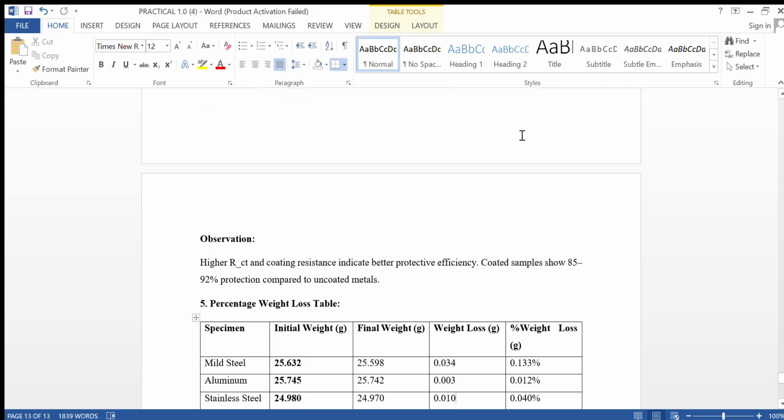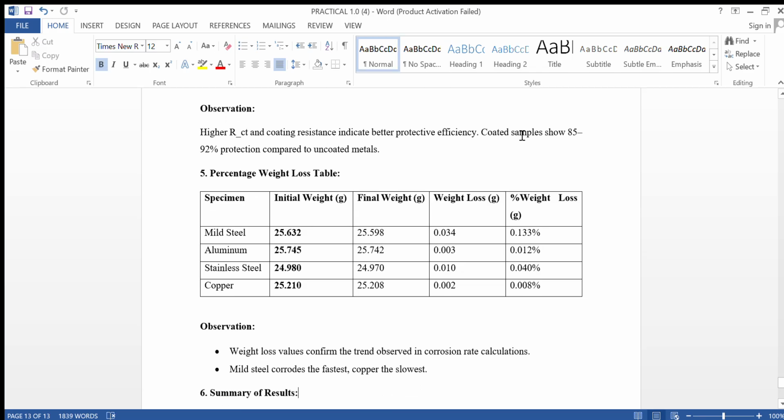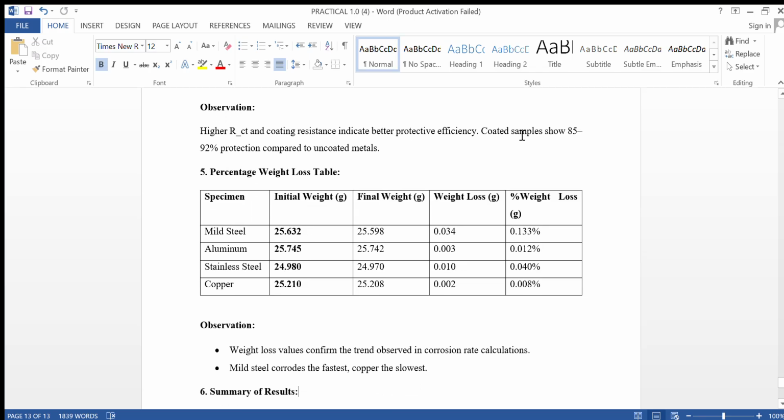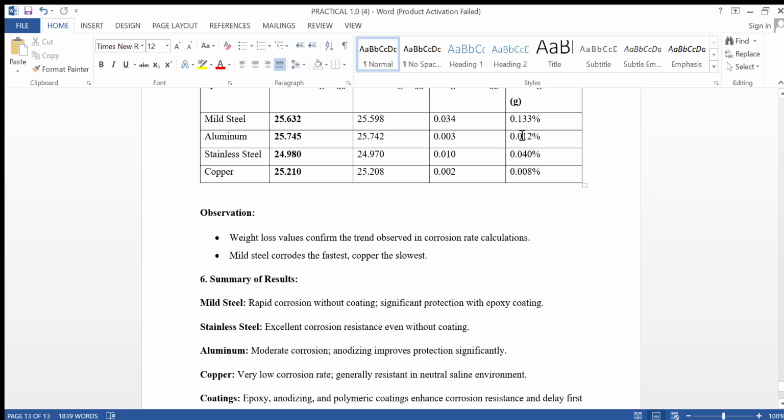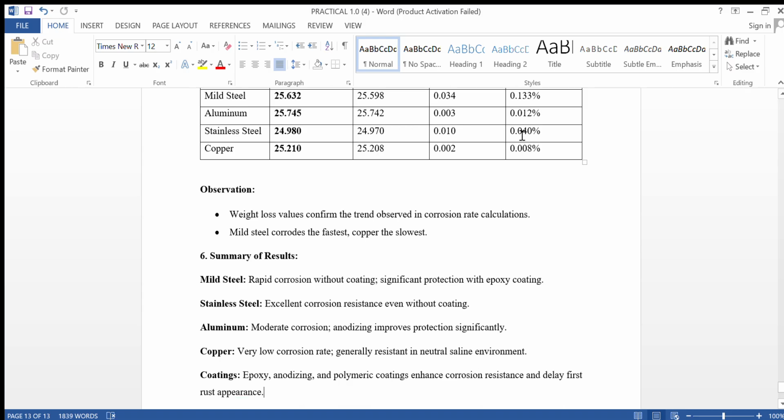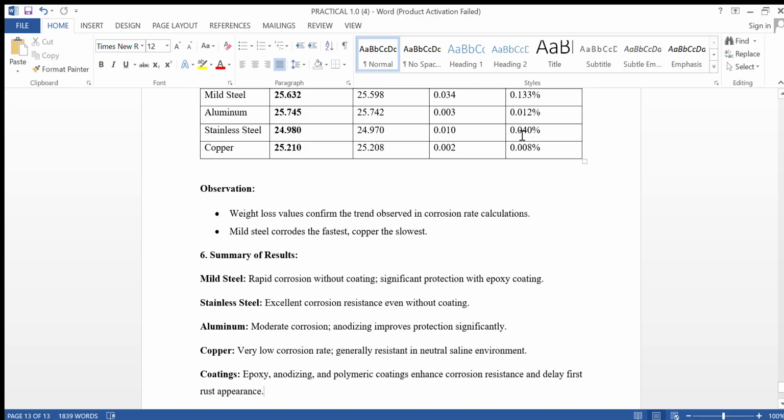Last one is the percentage weight loss table, where we get all the percentage values. Weight loss values confirm the trend observed in corrosion rate calculations. Mild steel corrodes the fastest, copper the lowest. Summary of the results: mild steel, rapid corrosion without coating, significant protection with epoxy coating. Stainless steel, excellent corrosion resistance even without coating. Aluminium, moderate corrosion, anodizing improves protection significantly. Copper, very low corrosion rate, generally resistant in neutral saline environment.